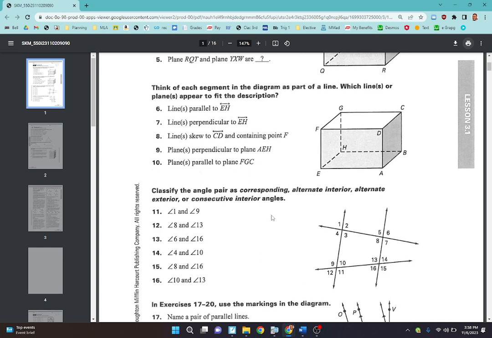Okay. All right. Any more questions? Should we go to 3.6? No, when I get there. Would that be corresponding also, 10 and 13? No, that's consecutive interior. All right. Any questions? I'm going to 3.2.